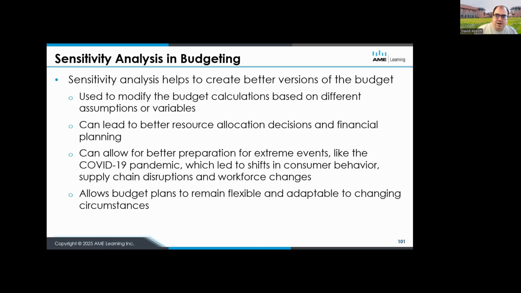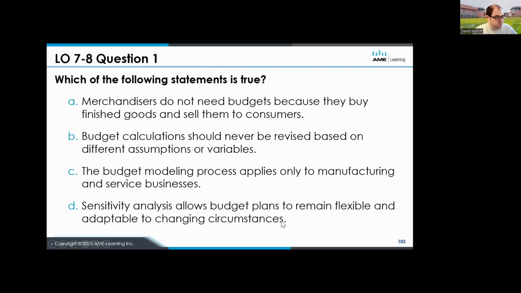But even the COVID, we don't know, something like that could happen again. We hope not, but it's important to be prepared for that. Different things would lead to shifts in consumer behavior or supply chain disruptions, workforce changes, anything like that. So this sensitivity analysis can help us with that. It also allows budget plans to remain flexible and to be adaptable to changing circumstances. So it is a helpful tool for us.